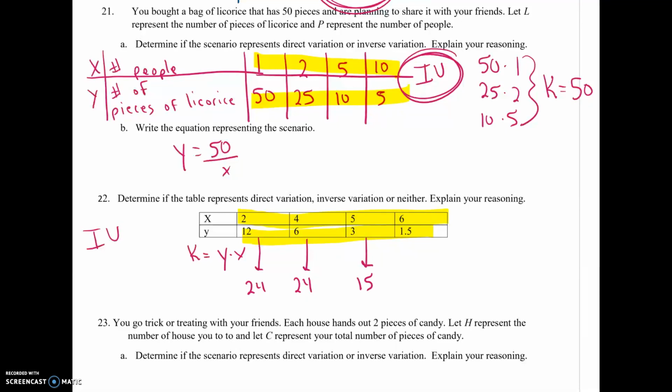So this presented initially as inverse, but it actually ends up being neither. The reason why, when it asks me to explain my reasoning, what made me realize that is that the product of y times x didn't result in the same amount each time.